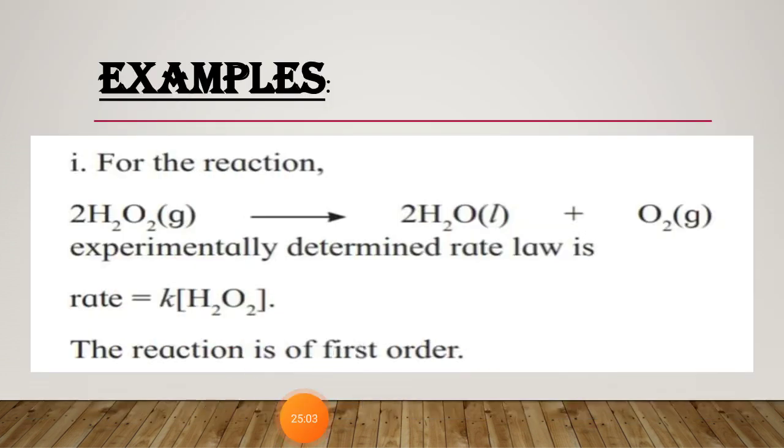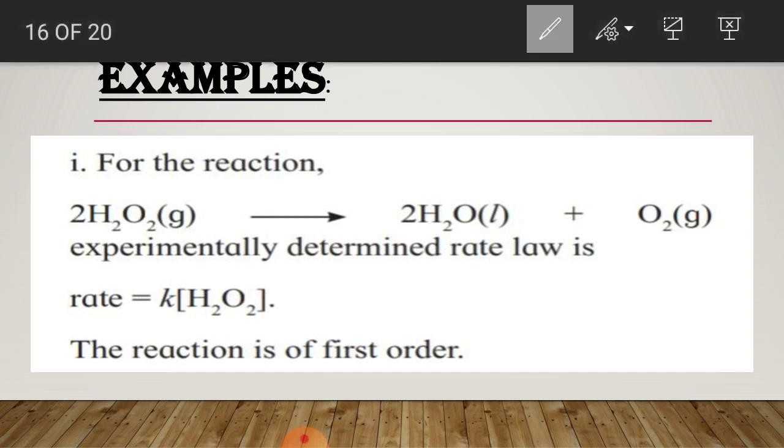Let's see an equation over here to find the order of the reaction. Right now we have studied this reaction: 2H2O2, that is hydrogen peroxide, gives you water plus oxygen. Experimentally determined rate law.